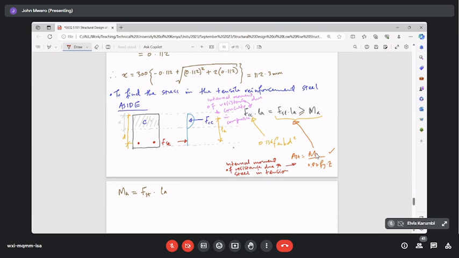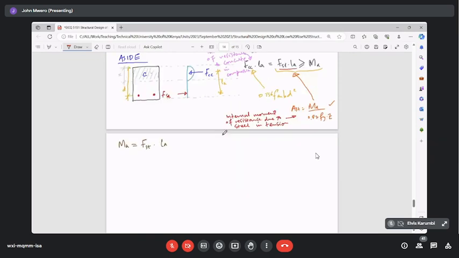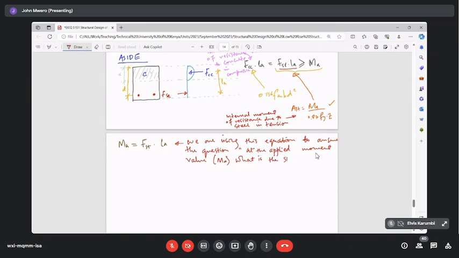We want to isolate this equation here, to say if this internal moment of resistance was equal to the applied moment, what kind of stress would the steel be experiencing? I'll repeat. We are using this equation to answer the question. I'll even write it here. We are using this equation to answer the question: at the applied moment value, MA, what is the stress in the reinforcement steel?